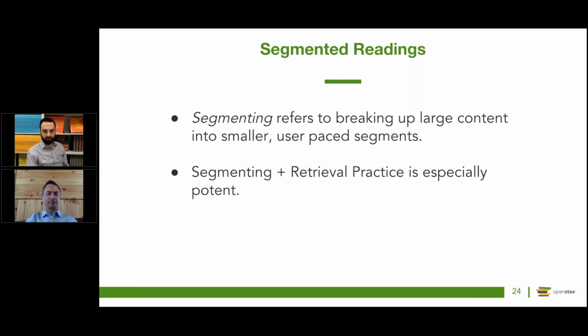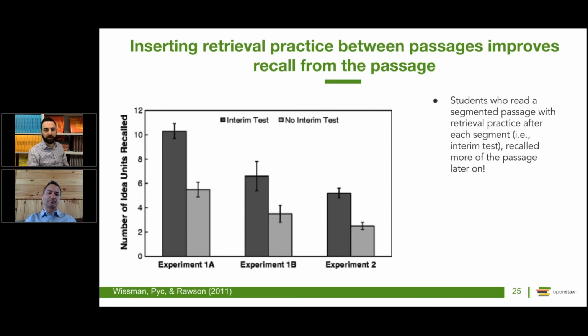If you add retrieval practice into the mix, so you segment the readings up into shorter chunks and add retrieval practice in between each chunk, this is an especially potent combination. Here's a nice empirical example of this by Wissman, Pick, and Rawson.